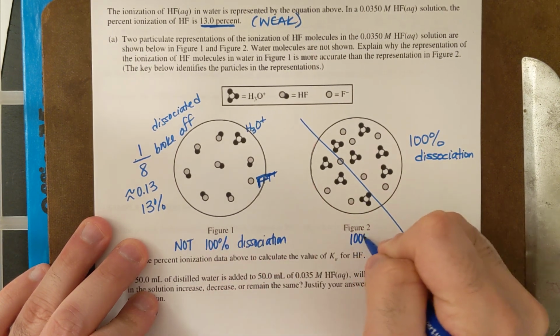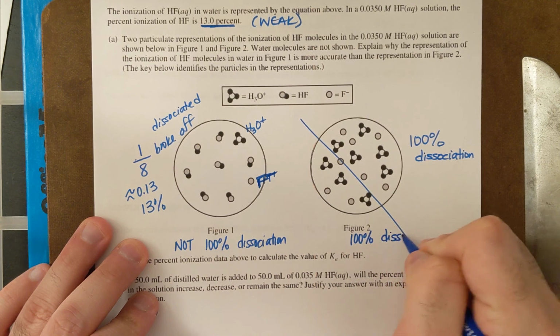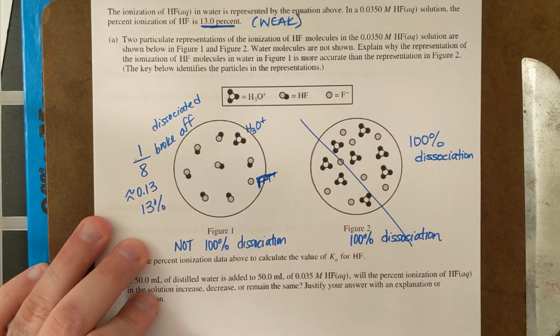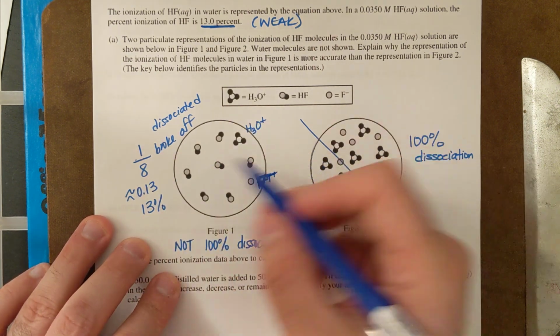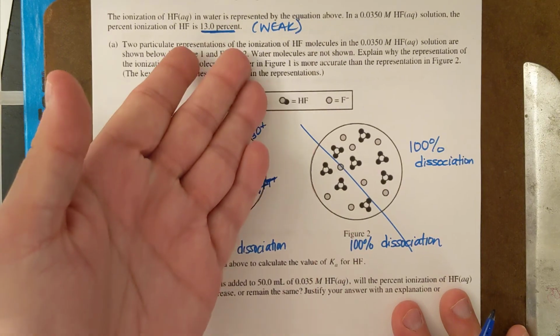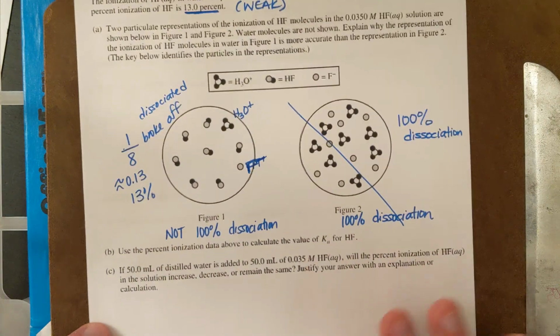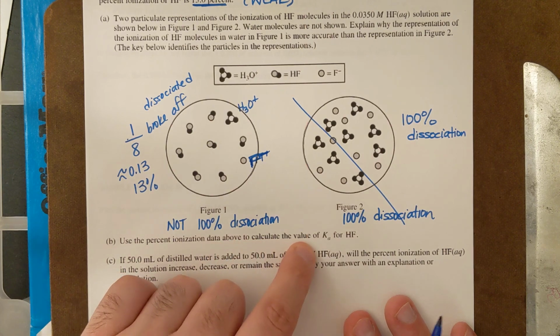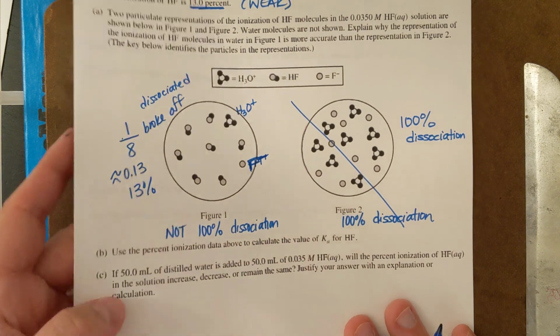This is 100% dissociation. So it cannot be figure 2, because figure 2 shows 100% dissociation. Also, 1/8 is about 13%, which is what it says it is in the top there. Done. Now it says B, use the percent ionization data above to calculate the value of Ka for HF.